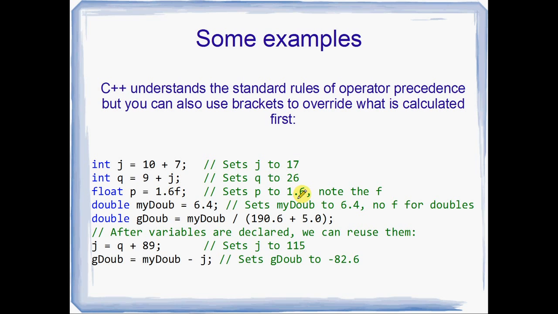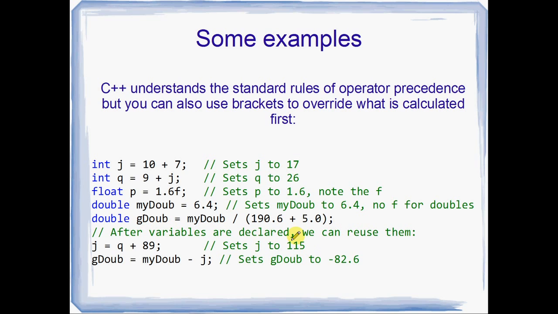Float p equals 1.6f. This sets p to 1.6. Note the f on the end because we're setting a float. Double my dub equals 6.4. Double g dub equals my dub divided by 1. Yeah, all that. No worries. It's just going to set g dub to whatever the answer there happens to be.